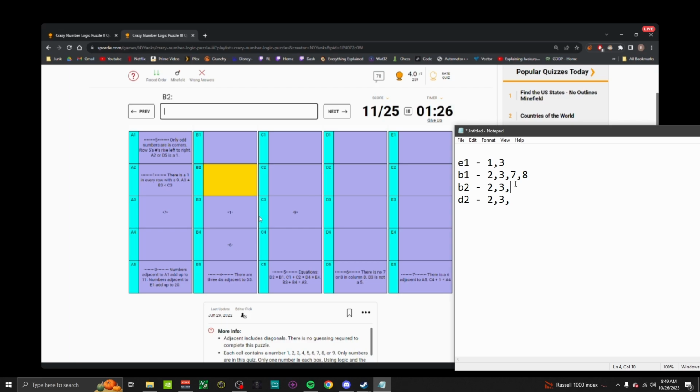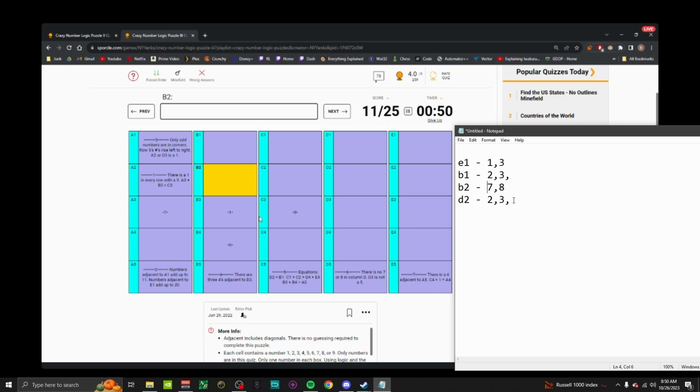Which means 2 or 3. Did I just do that wrong? Yeah, I did. This one's 7, 8. 2 plus 7, 3 plus 8. Does that mean that B2 can't be 2 or 3? It should. Yes, it does mean that. They have to equal 10, so it has to be 2 and 8 or 3 and 7. But there's no 7 or 8 in column D.